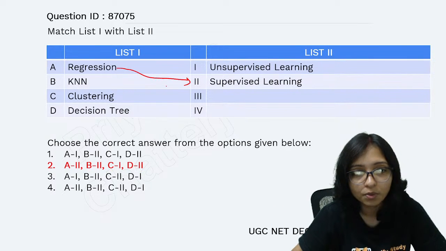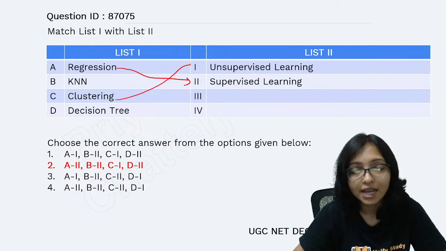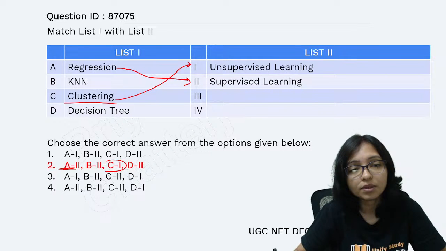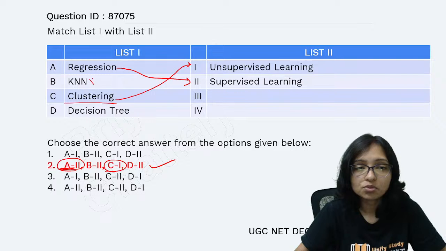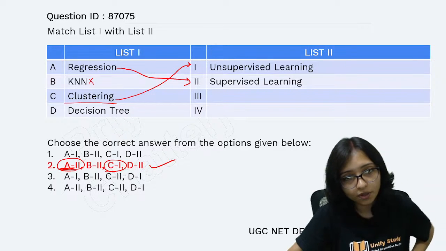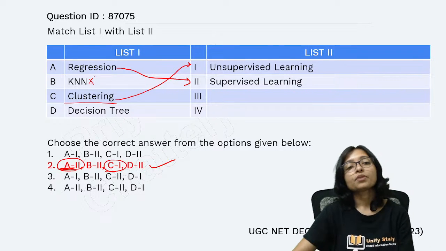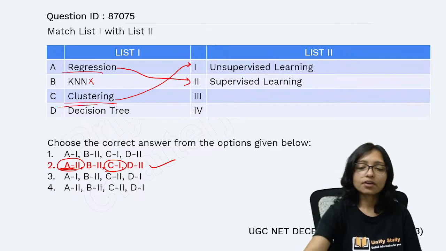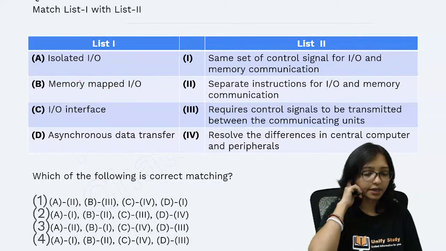Regression, that is supervised. Clustering, classification, not clustering, that is unsupervised. So here A will be with 2 and C will be with 1. This is the only one option. Don't be confused with KNN. KNN can be supervised, unsupervised, both, but with the regression and clustering you can take the answer. Right? Now do the question here.